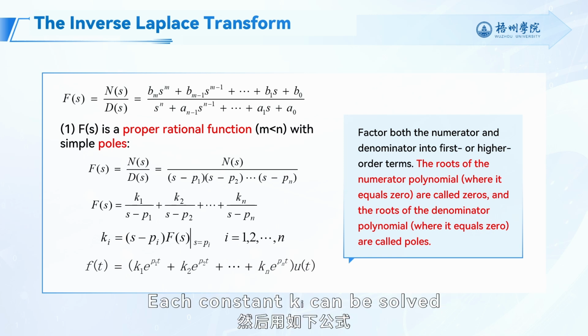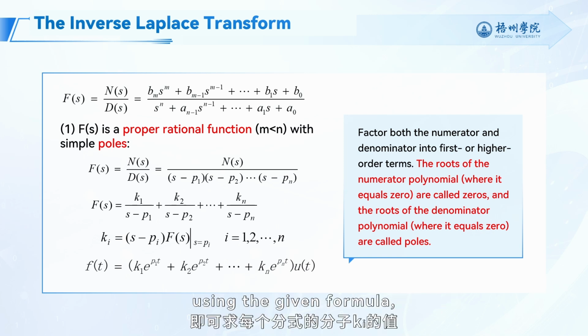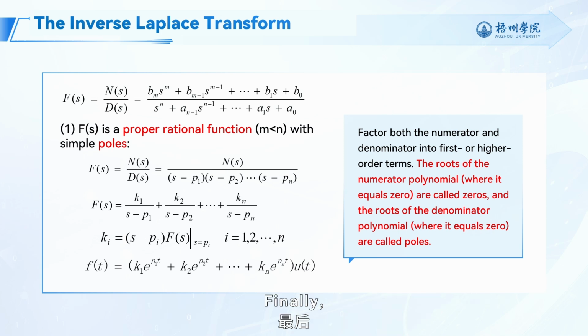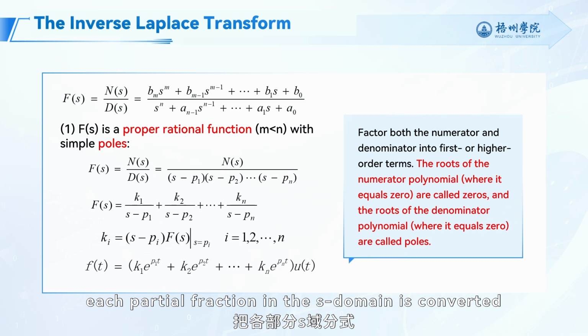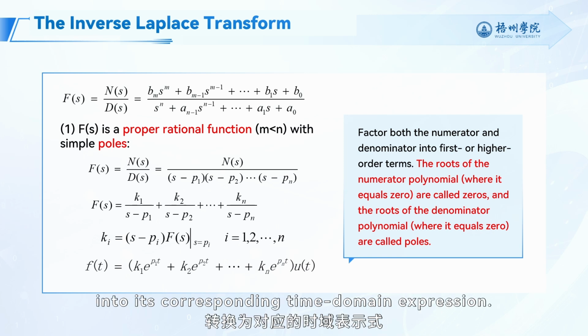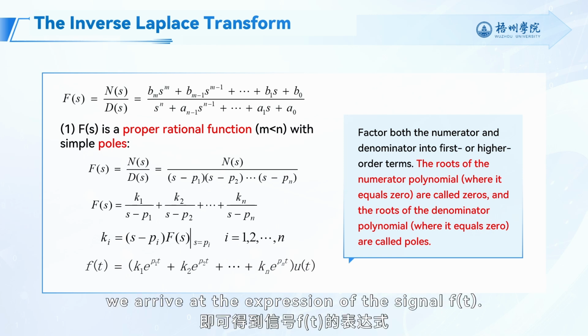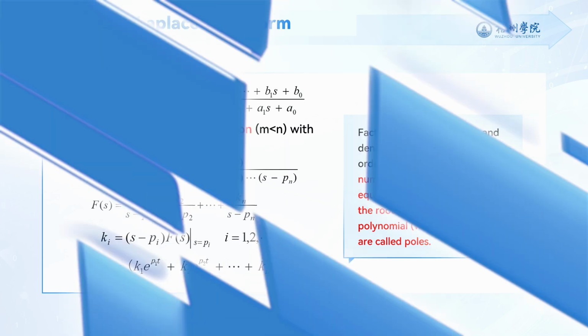Each constant k_i can be solved using the given formula by substituting the corresponding pole value into S. Finally, each partial fraction in the S domain is converted into its corresponding time domain expression. By summing them all, we arrive at the expression of the signal f(t).